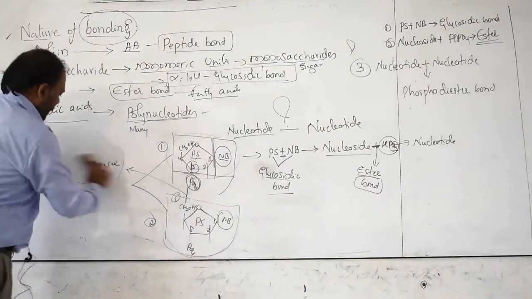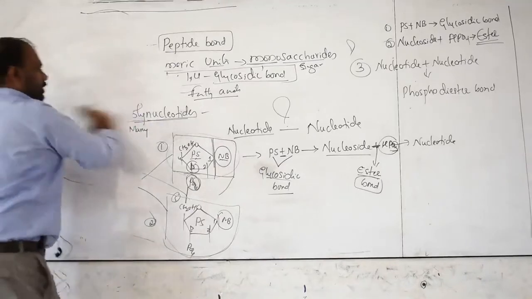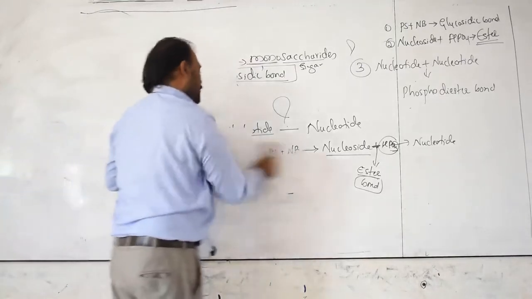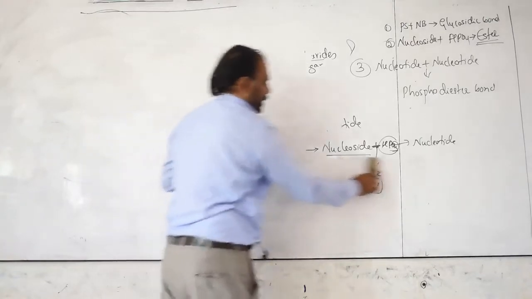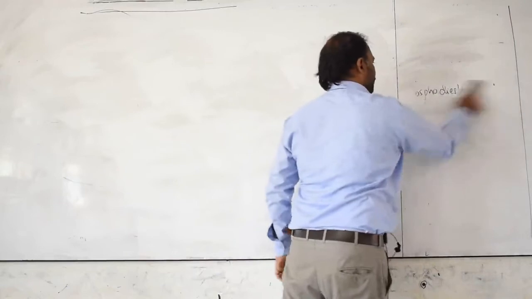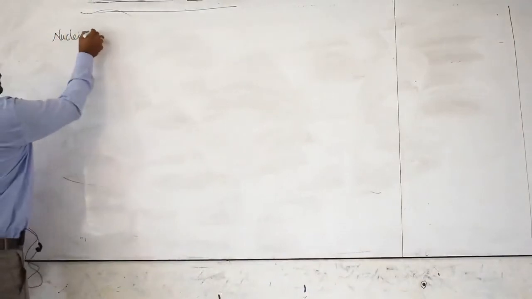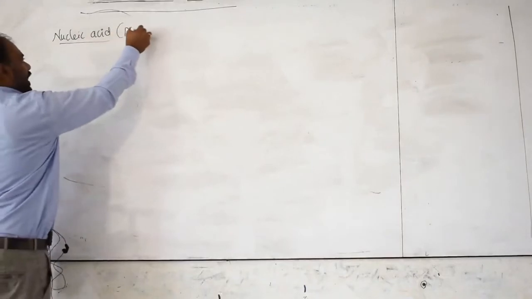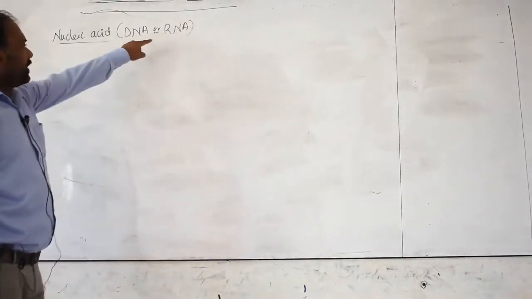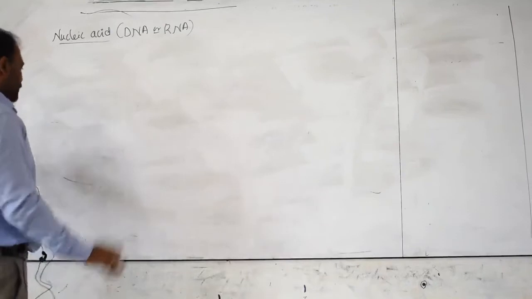Next, yes, so we'll continue the same topic, that is nucleic acid. Till now we discussed, so I can recap very quickly. Nucleic acid, we can call it DNA or RNA, deoxyribonucleic acid and ribonucleic acid. So these two together are called nucleic acids, and they are present within the cell, that is the nucleus.